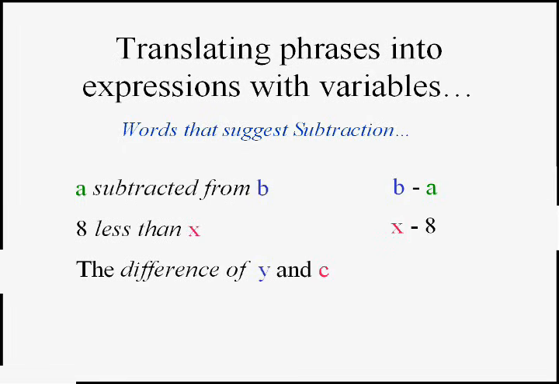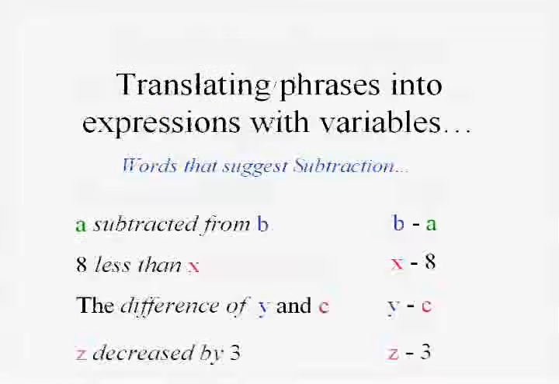The word difference infers subtraction, and we keep the same order. The difference of y and c is y minus c. And decreased by is also going to lead to subtraction. Z decreased by 3 would be z minus 3. Okay, that's probably the trickiest of the 4.